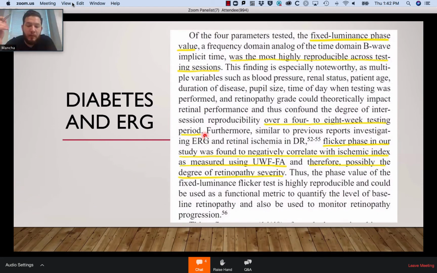And then again, they used fluorescein angiography because they wanted to compare that function to the structural changes that we can see, right? And so what they found is that there's a negative correlation between that retinal ischemic index and also the flicker phase, meaning that the more ischemia is going on, the worse the flicker is going to be, all right?